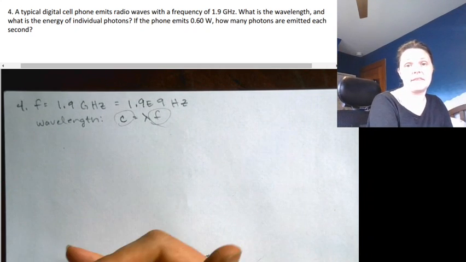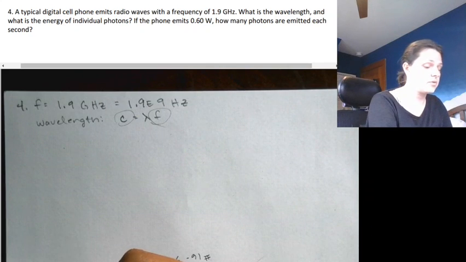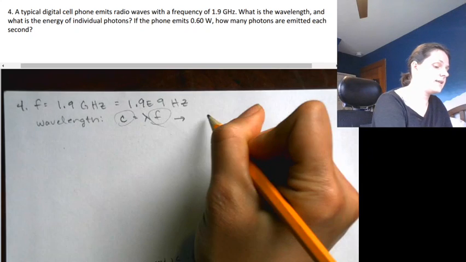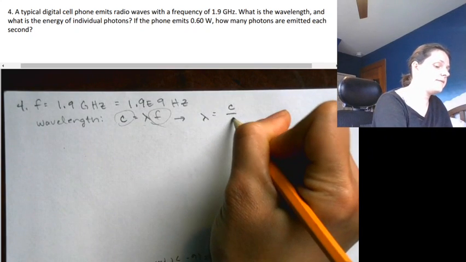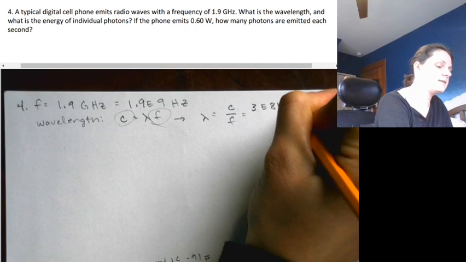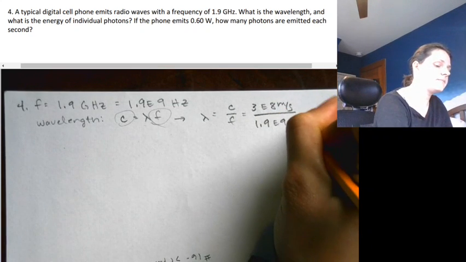That's 3 times 10 to the 8th meters per second. That's written on the equation sheet with all the other constants. And we can use that to solve for F. So we'll say that lambda is C over F, which is 3 times 10 to the 8th meters per second, divided by 1.9 times 10 to the 9th hertz.